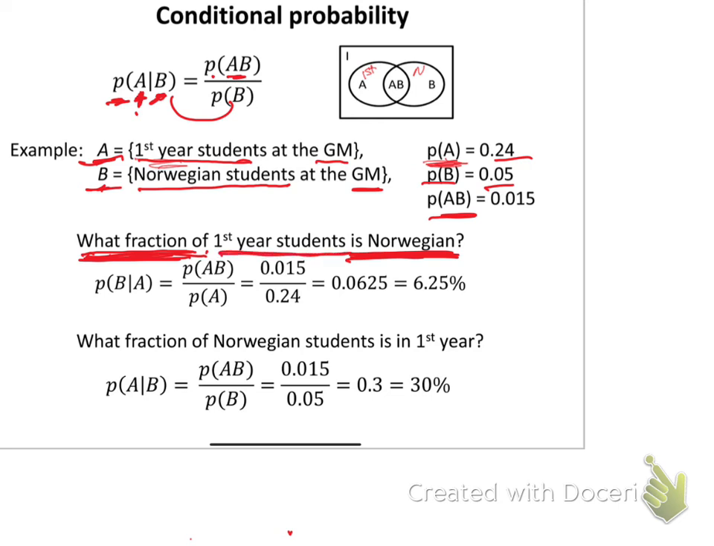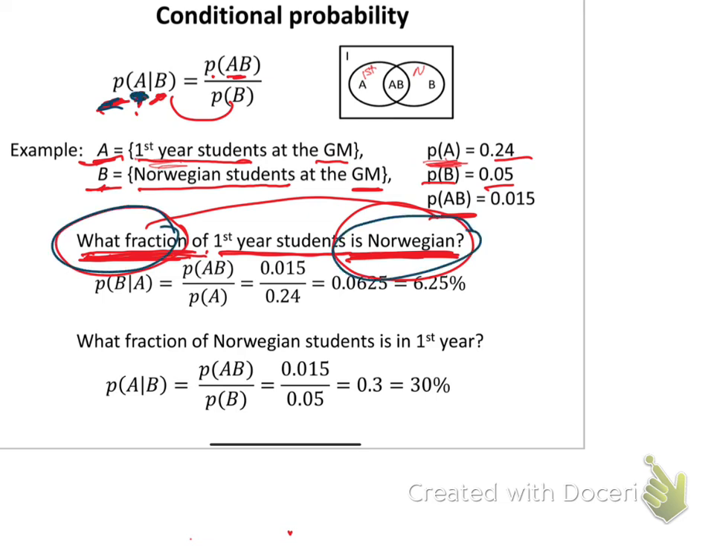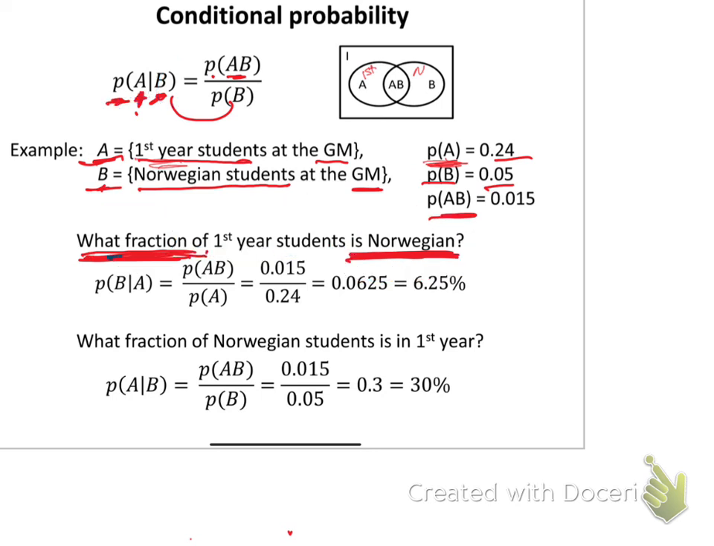So what is the fraction of the first year that is Norwegian? So the question is, what is the probability of A? What is the fraction of Norwegian, given that B happened or occurred? So what is the fraction that is Norwegian of the first year? So first year is not part of what we calculate, it is given. Okay, so in this case, what is the fraction that is Norwegian?